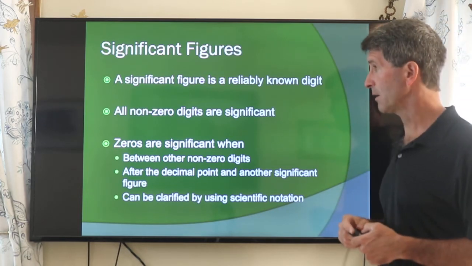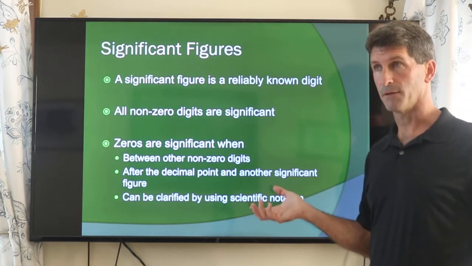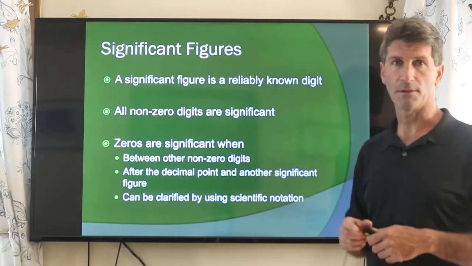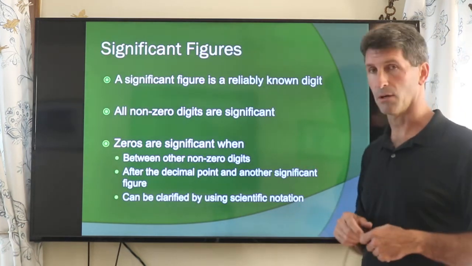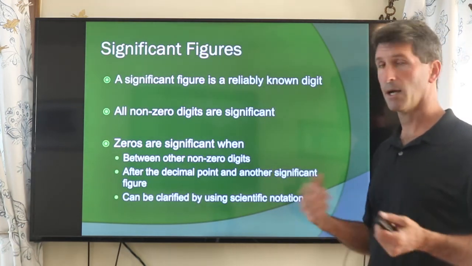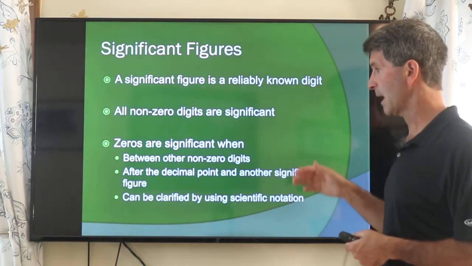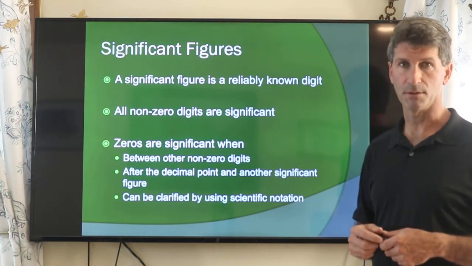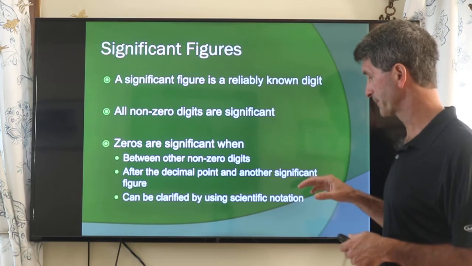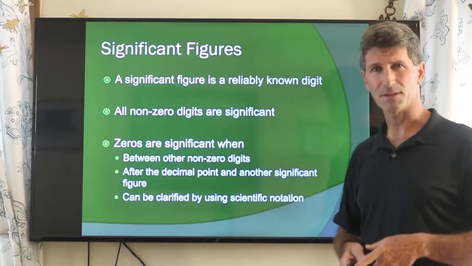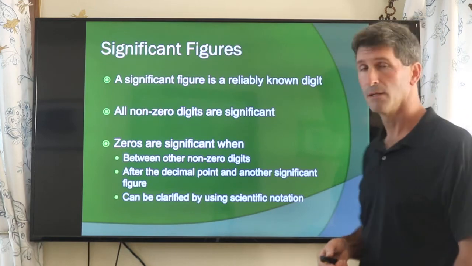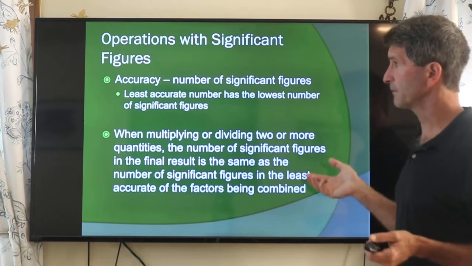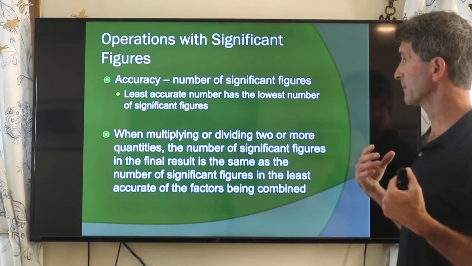All non-zero digits are significant. So if there is a 1 through 9 in a decimal place, you know that that's a significant digit. It's the zeros which are tough. Zeros between non-zeros are significant. After a decimal place and another significant figure, they are considered to be significant. The easiest thing to do is write things in scientific notation, then there's no ambiguity in what is significant and what's not.